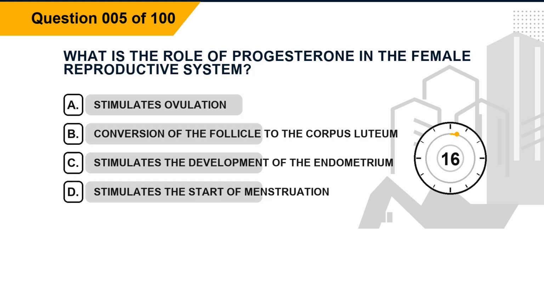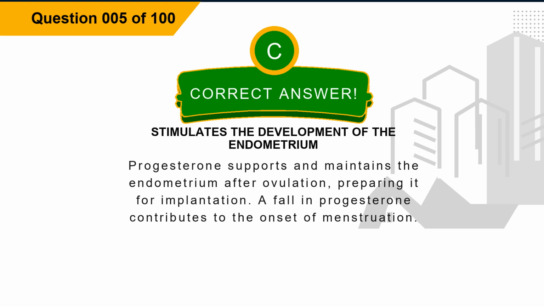Question 5. What is the role of progesterone in the female reproductive system? Option A. Stimulates ovulation. Option B. Conversion of the follicle to the corpus luteum. Option C. Stimulates the development of the endometrium. Option D. Stimulates the start of menstruation. The correct answer is option C. Stimulates the development of the endometrium.